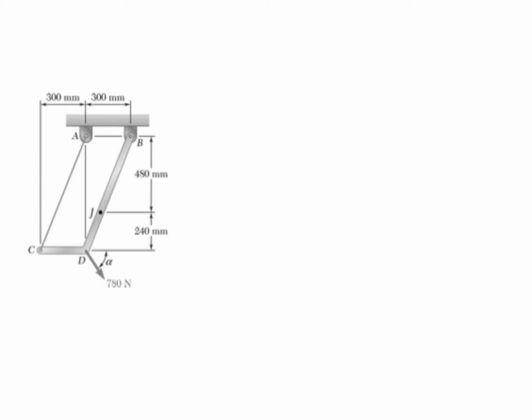Okay, so it's saying find the internal forces at point J when alpha equals 90 degrees. Okay, so if you're looking over here, we're saying that basically this force is vertical, or alpha equals 90 degrees.